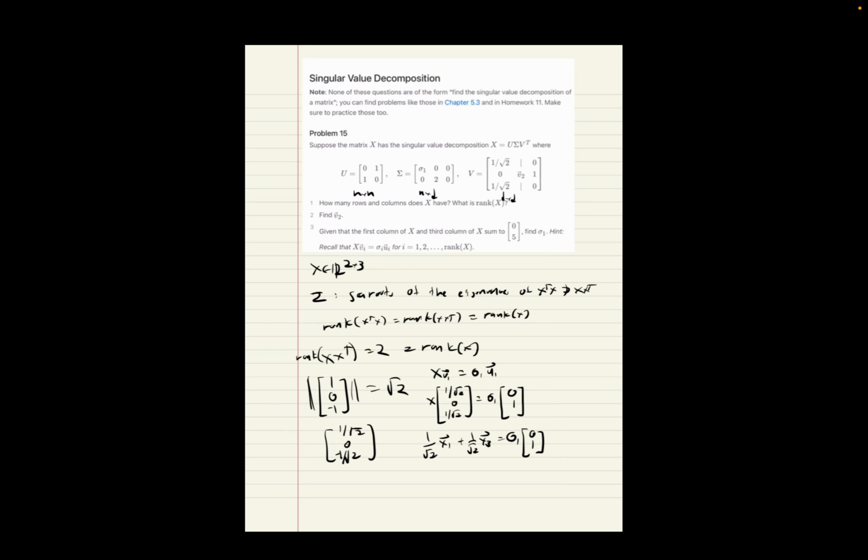Now we can finally use what's given to us in the beginning of the problem, which is that the first and third columns of X sum to the vector 0, 5. We can factor out the 1 over root 2 to isolate x1 plus x3, which we can then plug in the vector 0, 5 for. All we have to do from now is to just apply the scalars directly to the vector, and we'll see exactly what the value of sigma 1 is.